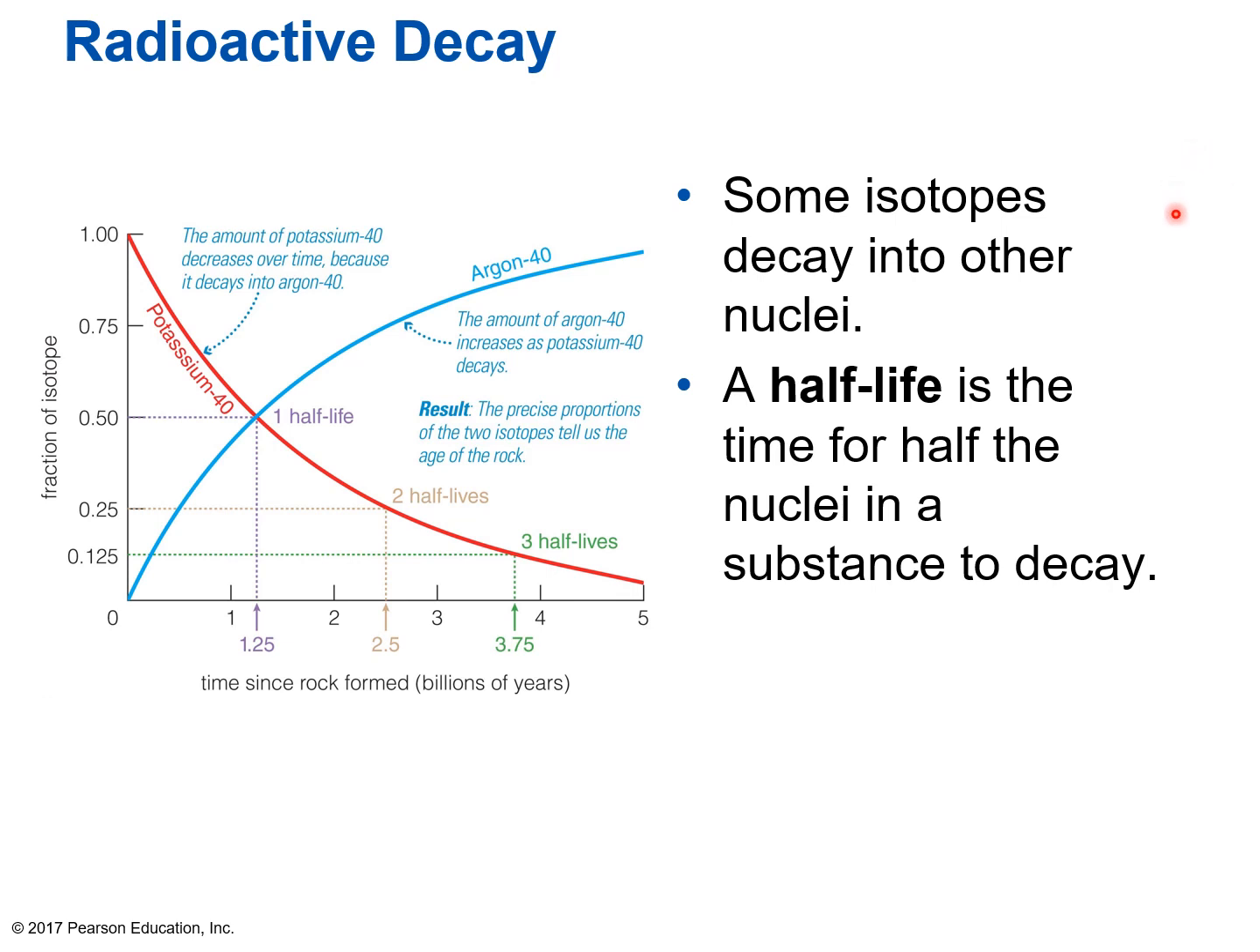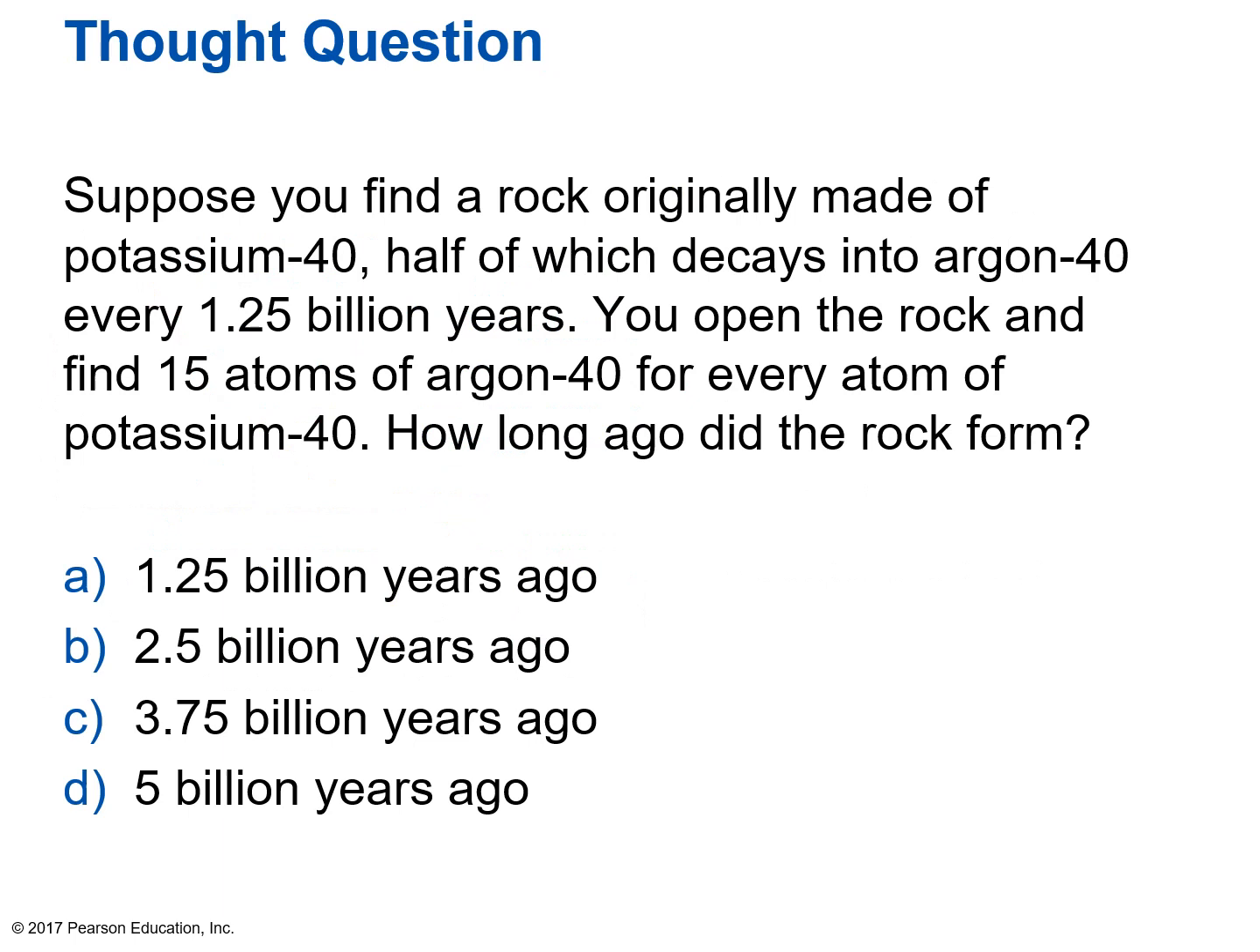So some isotopes decay into other nuclei. That's the parent isotopes becoming the daughter isotopes. And a half-life is the time for half the nuclei in a substance to decay. Now let's consider this thought question. Suppose you find a rock originally made of potassium-40, half of which decays into argon-40 every 1.25 billion years.